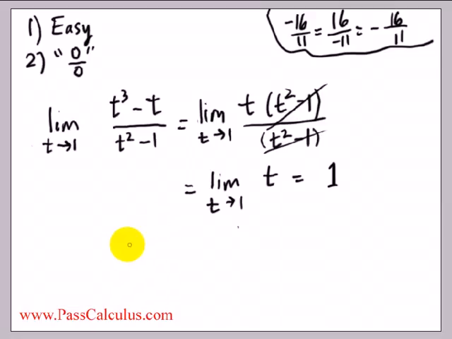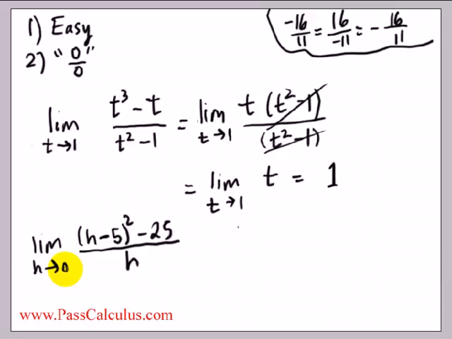How about something like this? Maybe limit as h goes to 0 of h minus 5 squared minus 25 all over h. Let's see what's going on here. So if I put 0 into the top and bottom, let's see what I get. For sure on the bottom I get 0 when I put in 0. What about the top? I get 0 minus 5, which is minus 5. Minus 5 in brackets squared is positive 25. And 25 minus 25 is 0. So this is of type 0 over 0, or type 2, whatever you want to call it.